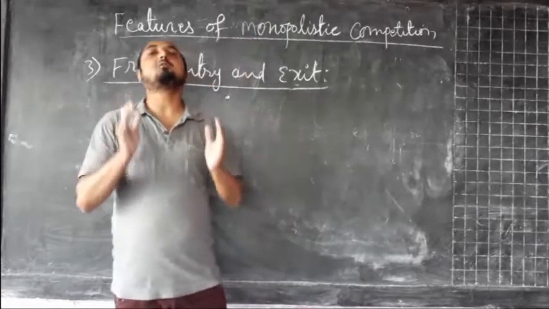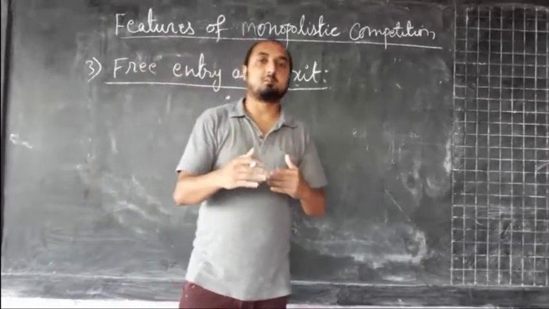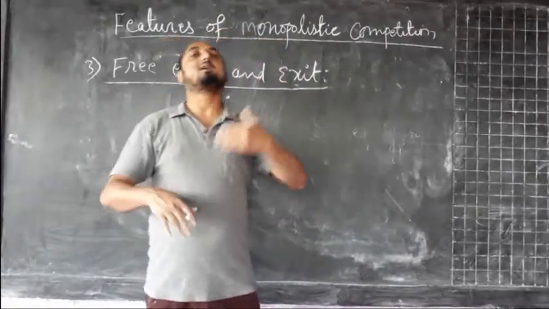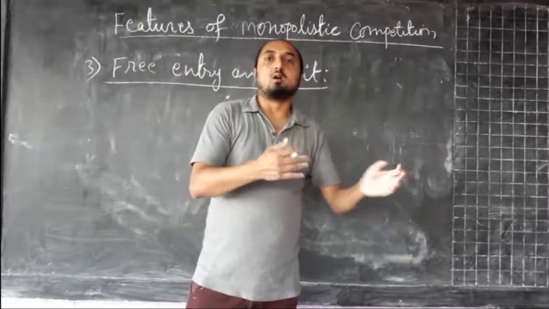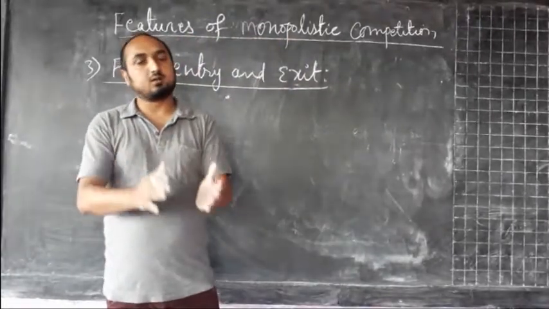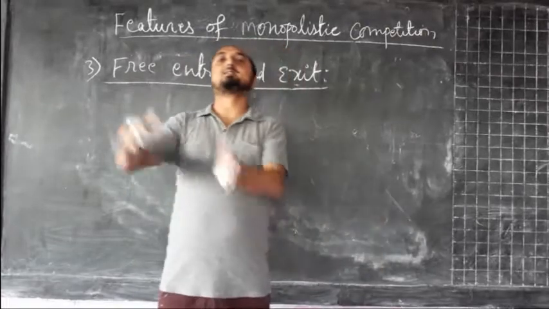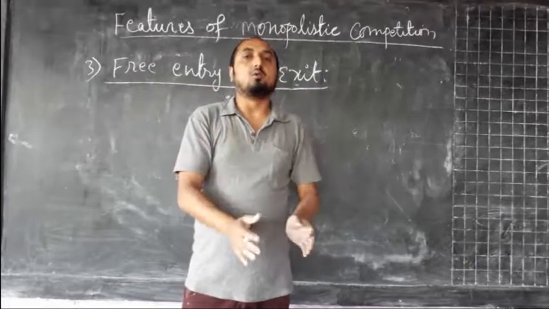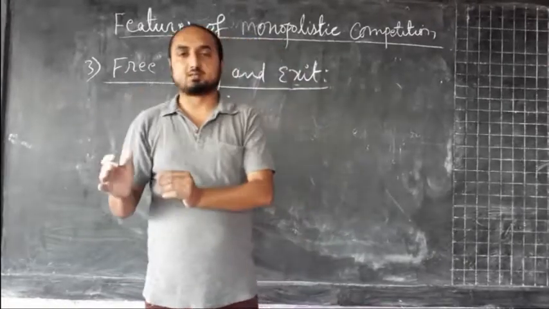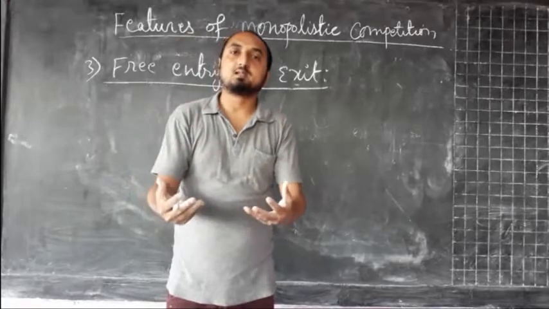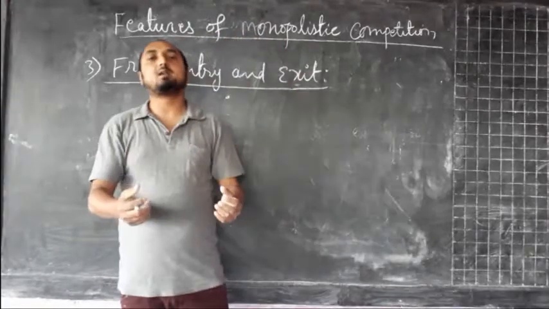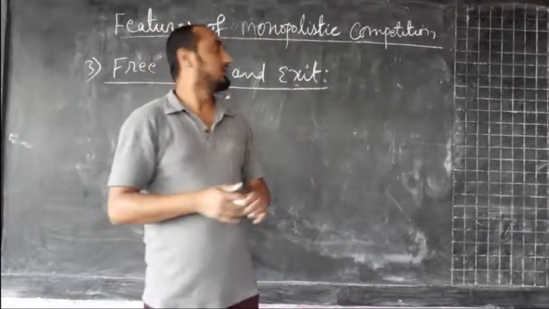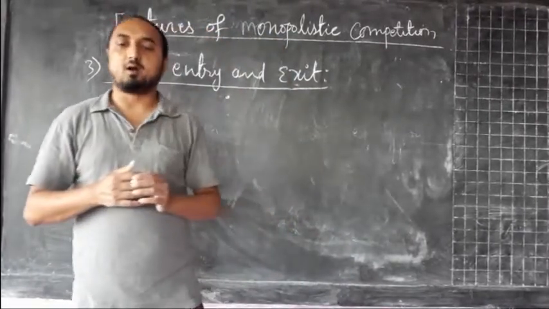Similarly, if any firm under this monopolistic competitive market is incurring losses, they can leave or exit the industry. Okay, if any firm is incurring loss, they can shut down their business, they can exit the market. So in the case of monopolistic competition, there are no legal restrictions, so they can start their business, they can start producing the product. If they incur loss, they can leave the industry also. So there is no kind of restriction in this market.